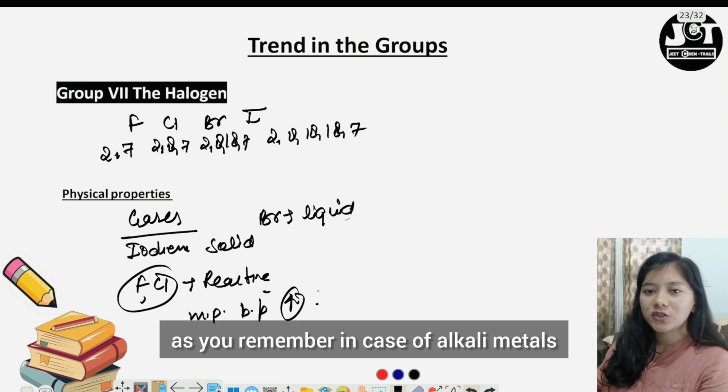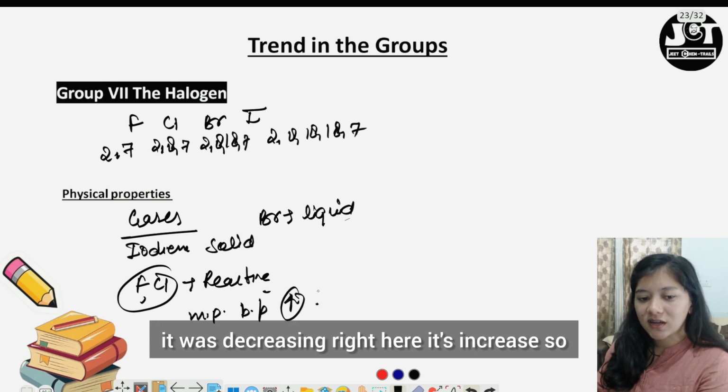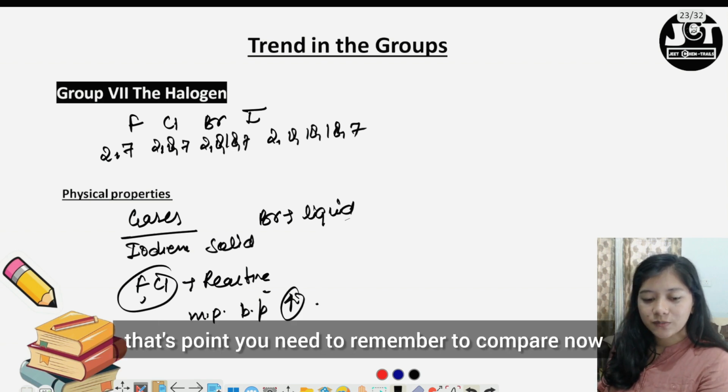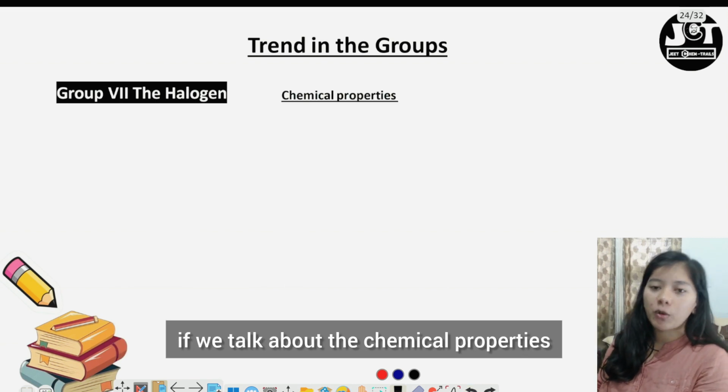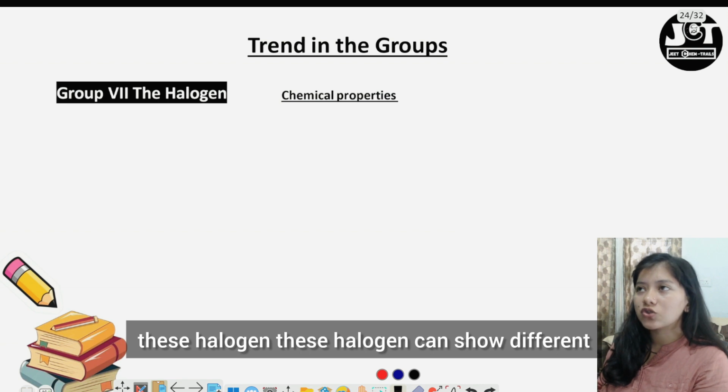As you remember, in case of alkali metals it was decreasing, right? Here it increases. So that's a point you need to remember to compare. Now if we talk about the chemical properties, these halogens can show different properties.